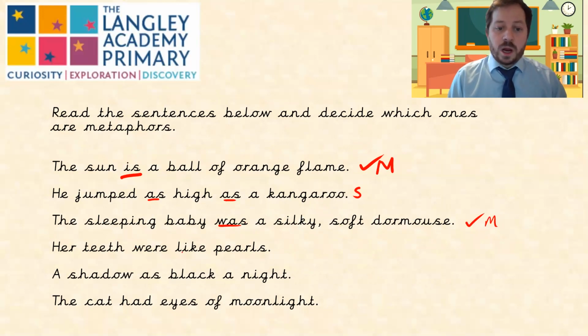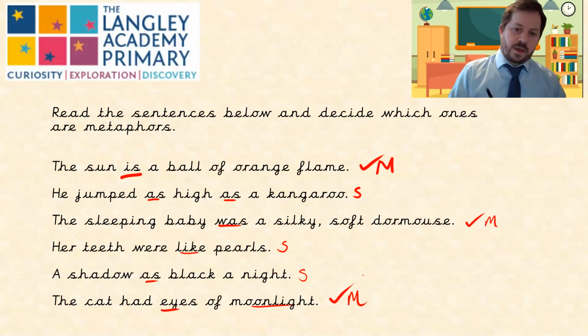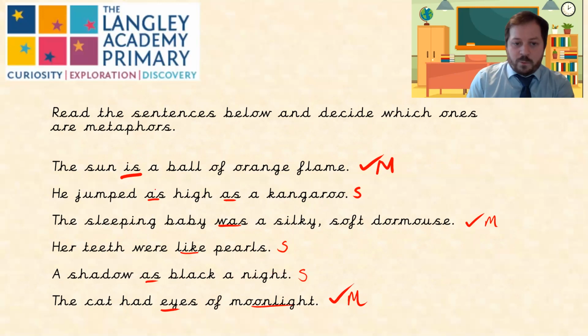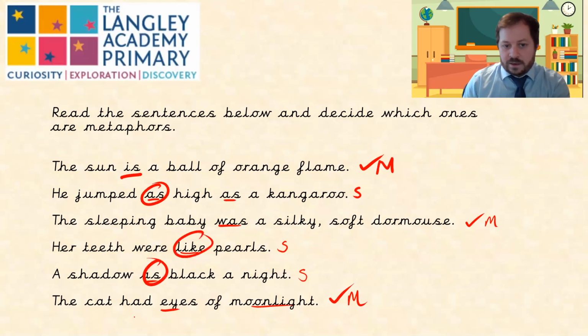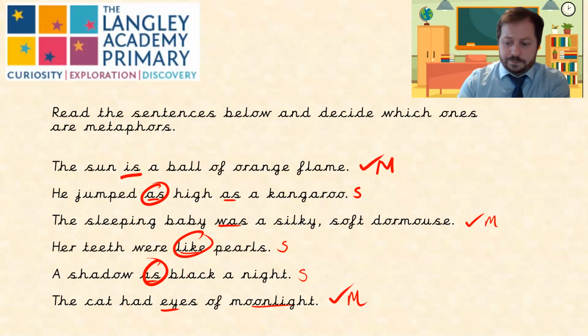Her teeth were like pearls. Simile. The shadow as black as a night, or as black as night, could be either or. This is a simile. And the cat had eyes of moonlight. The eyes are becoming the moonlight. So this is a metaphor. Okay, and it's quite obvious the words you're looking for, if they appear in the sentence, is a simile. If they don't, more than likely, it's a metaphor.